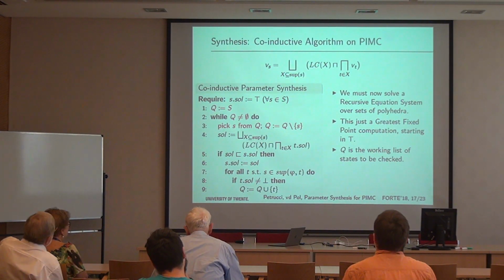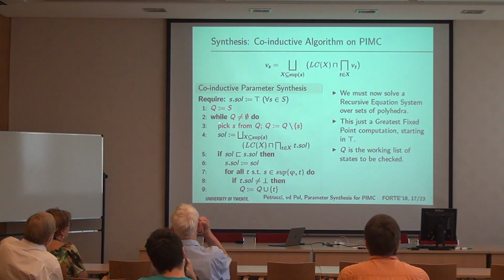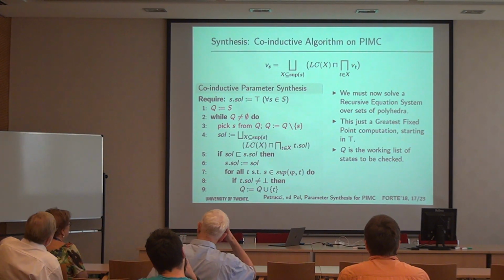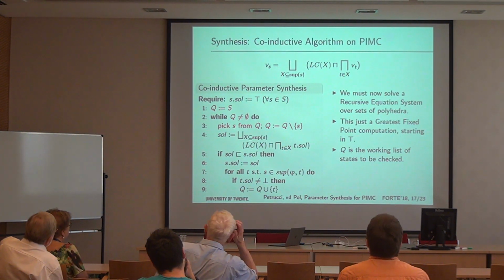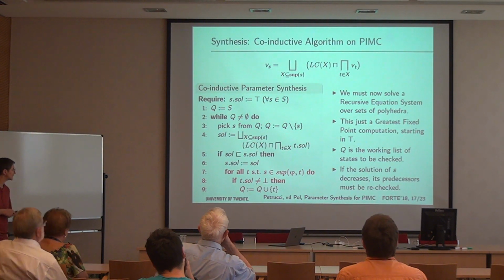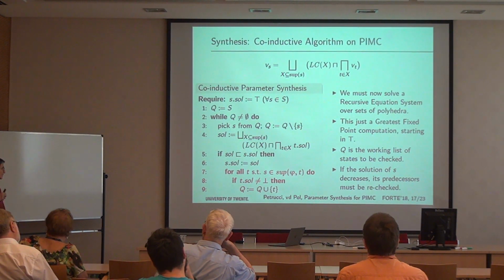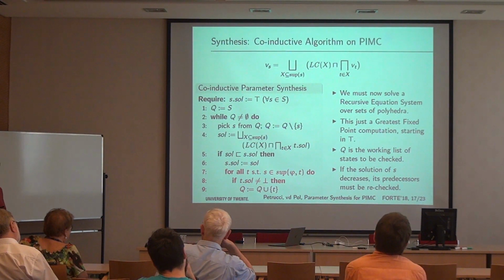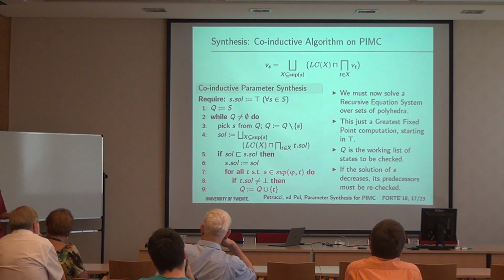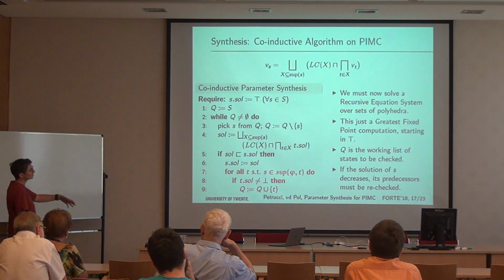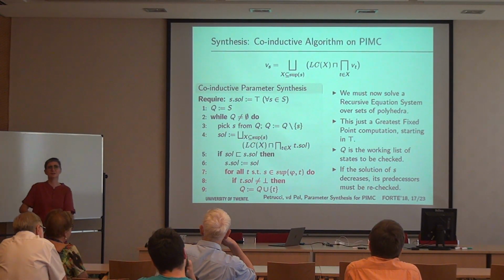So as previously, we use a set of states that has to be labeled until this ends. So that has to be checked, and if the solution is decreasing, then the predecessors must be rechecked for the same reasons as previously, because you said, well, it's no more in the solution, and therefore the result might be wrong.